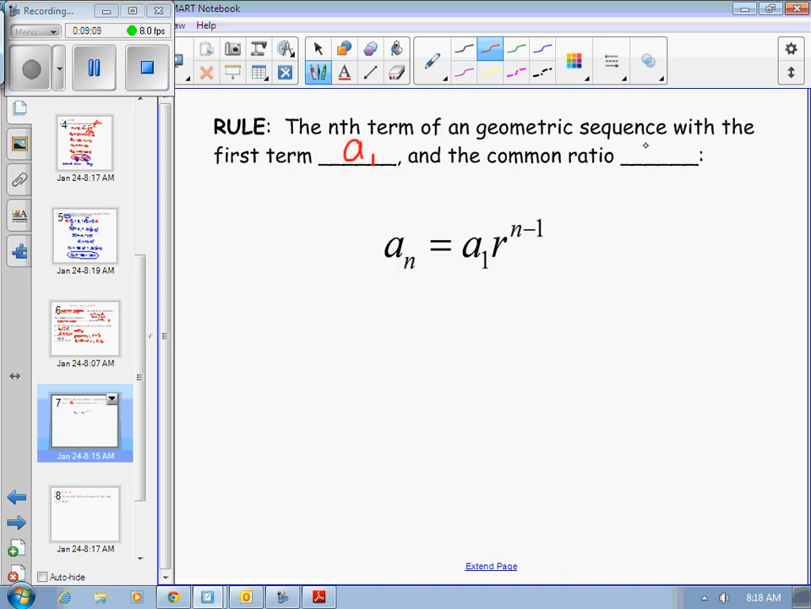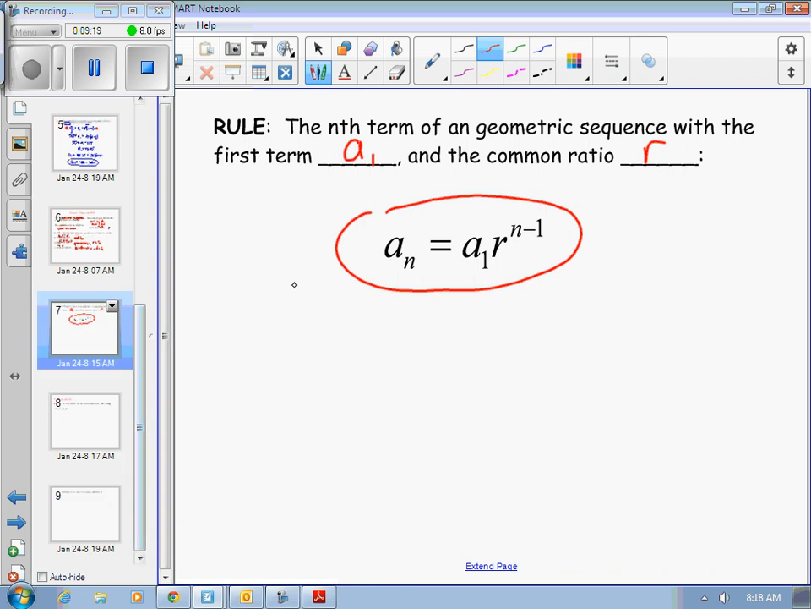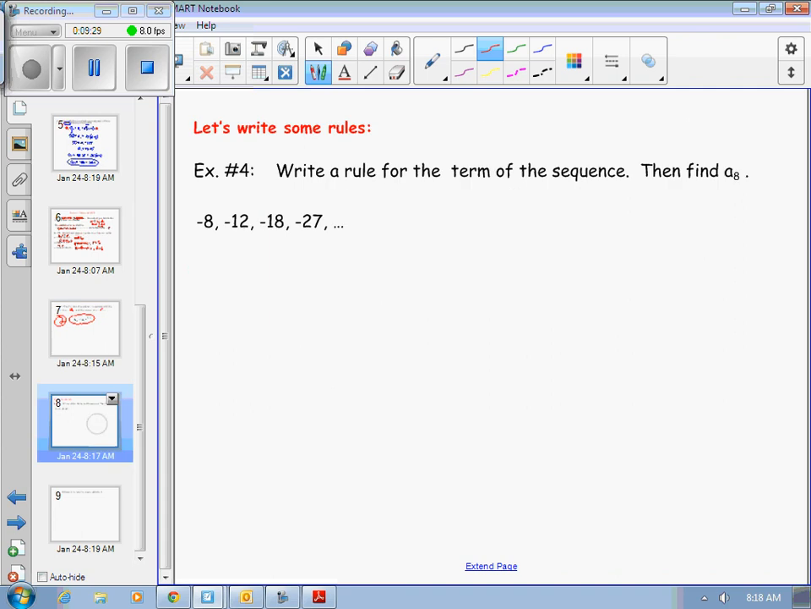Here's the rule. A1 is still the first term, R is the ratio. If you notice, this is an exponential function. Arithmetic's linear. These guys are going to be exponential. So it's, again, a very similar process. Everything's going to come back to the formula, and that's the second formula that we want you to memorize for these particular types of problems.